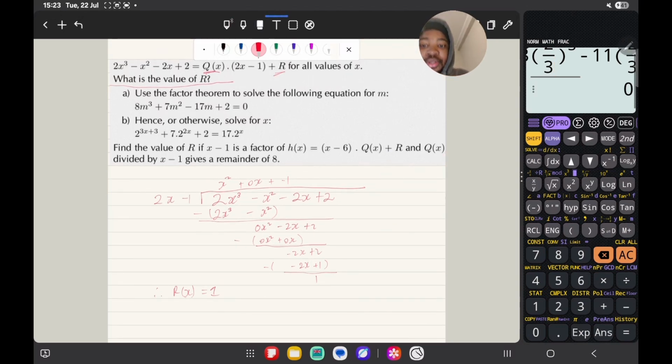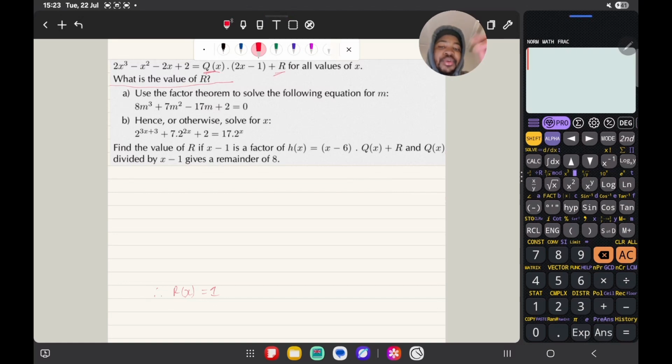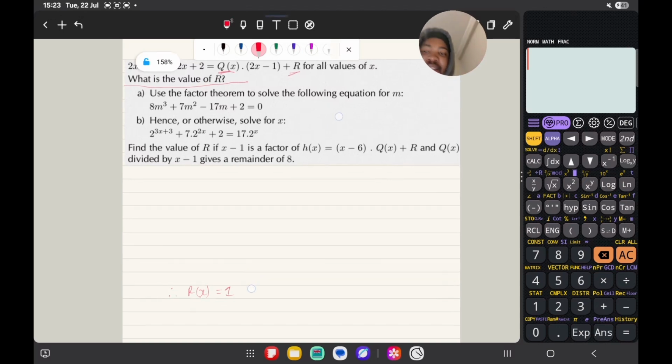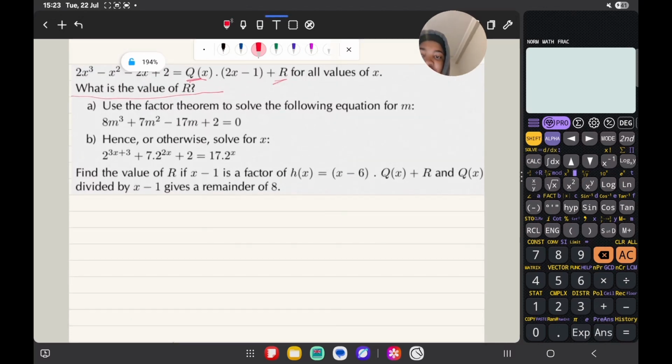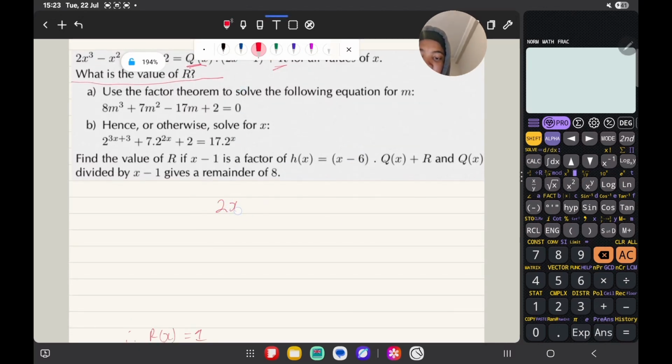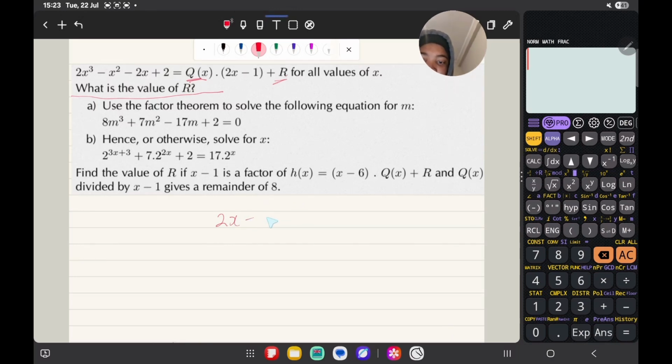So let us use the remainder theorem now, because when you know the remainder theorem, you don't have to do all the hard work. That may or may not be required, but there's a shortest way of getting to the answer, right? So you know that you would say 2x minus 1 equals 0, 2x equals 1, x equals half.